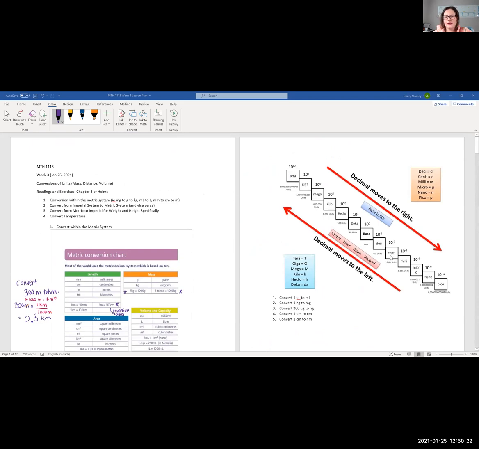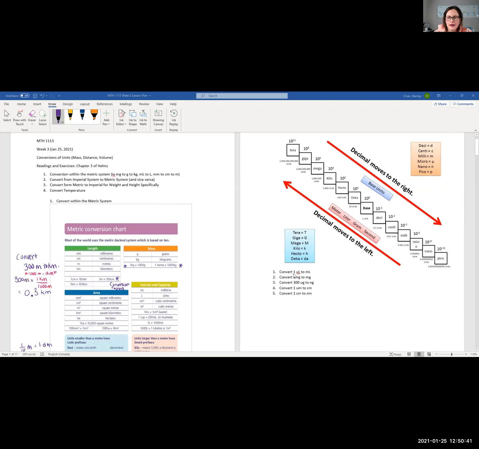We know that centi means 1/100th. We know milli means 1/1000th. Micro means 1/1,000,000th. Nano means 1/1,000,000,000th. Now we're starting to get more complicated, right? So this might be a multi-step conversion. So if I say, can you convert 1 microliter to a milliliter? This is something that you actually might see in the field as a nurse.